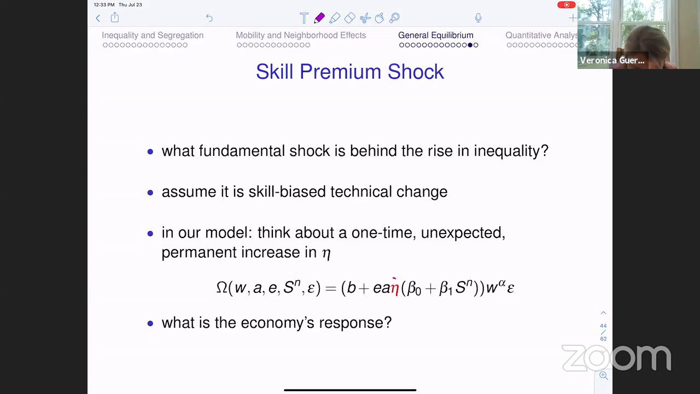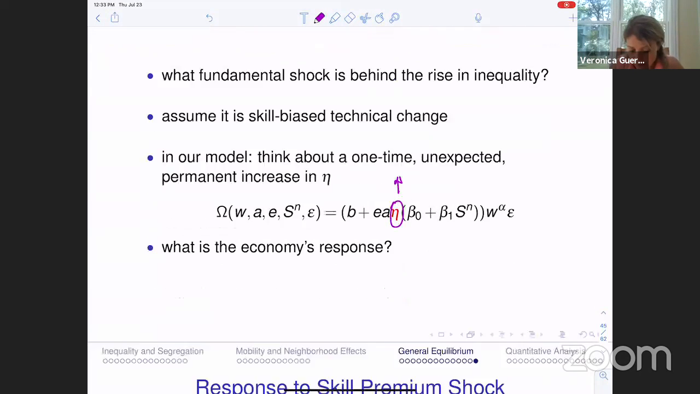Well, we can represent that as an increase in this parameter eta, because an increase in eta means an increase in the return to education. Okay, so an increase in eta is going to generate an increase in the skill premium. And then in the data, we are going to try to choose an increase in eta such that we match the increase in the skill premium that we see in the data. But the question is, theoretically, what happens when eta increases in this economy?